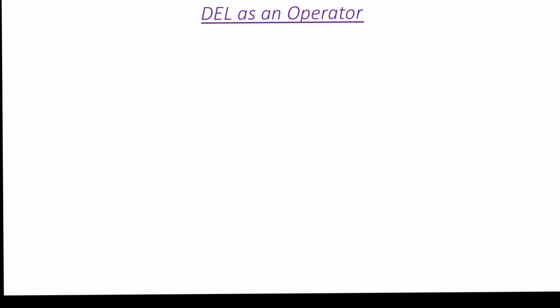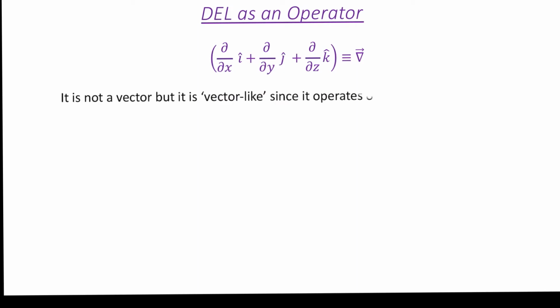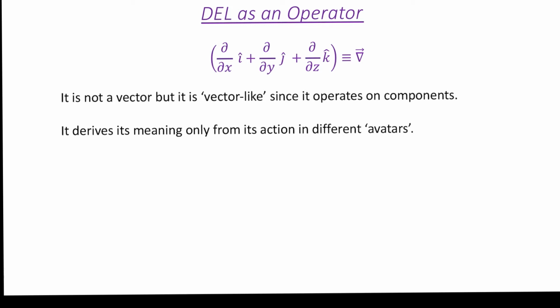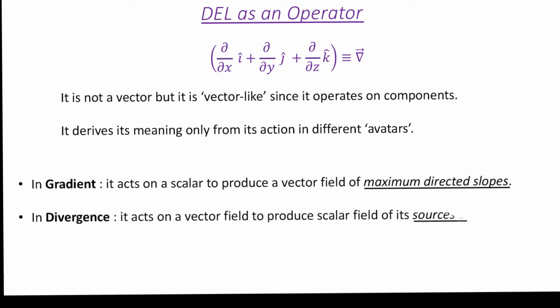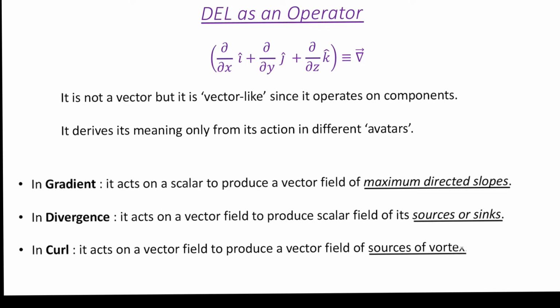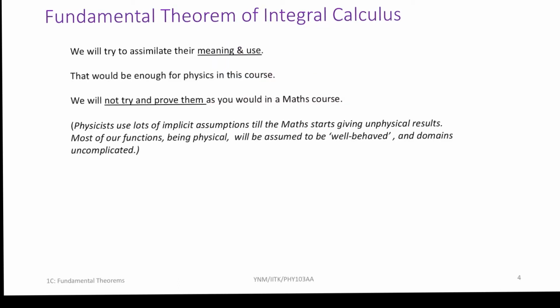In the last lecture, we considered del as an operator. Let me just remind you that in Cartesian coordinates, the del operator looks like this. And we know that it's not a vector, but it's vector-like since it operates on components. It's hungry to operate on something. It derives its meaning only from its action in different avatars. In gradient, it acts on a scalar to produce a vector field of maximum directed slopes. In divergence, it acts on a vector field to produce a scalar field of its sources or sinks. In curl, it acts on a vector field to produce a vector field which are sources of vortex. This is just a reminder.